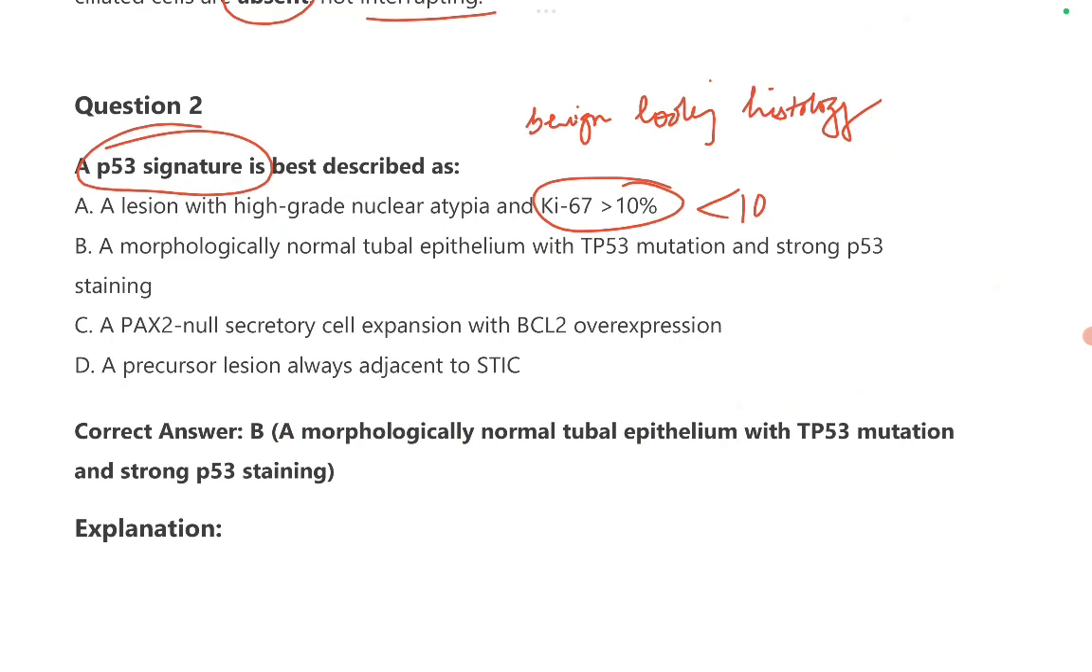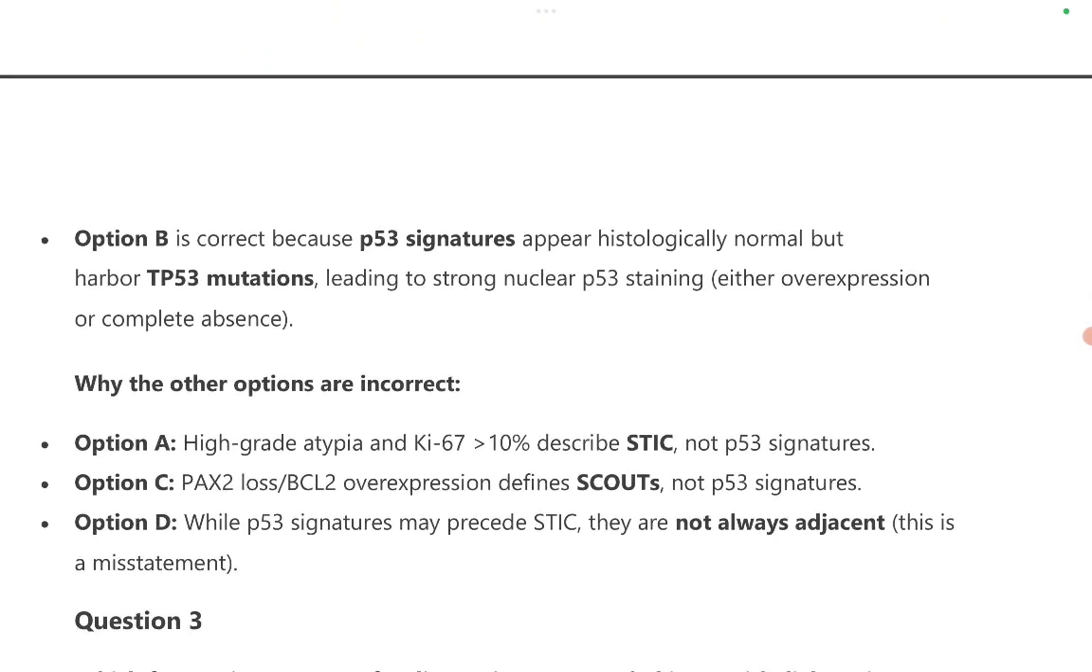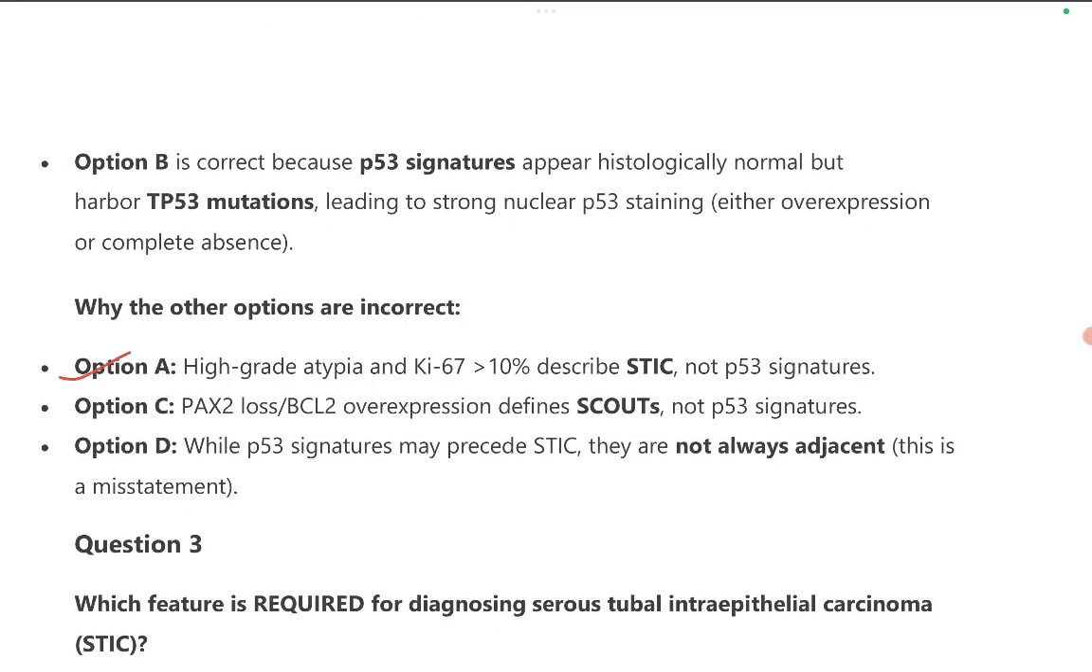So we have a morphologically normal tubal epithelium with TP53 mutation and strong P53 staining. Now we have discussed all the options, but in option D, often P53 precedes the STIC lesion and is not always adjacent. So this is not a true statement. So this is it about P53 signatures.